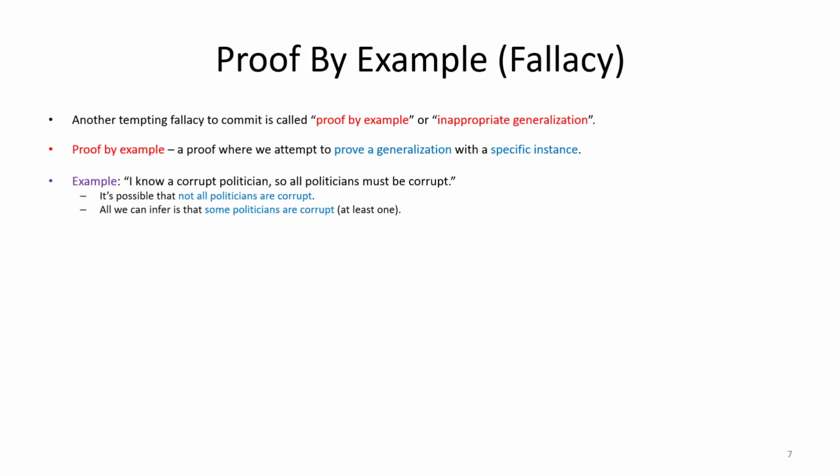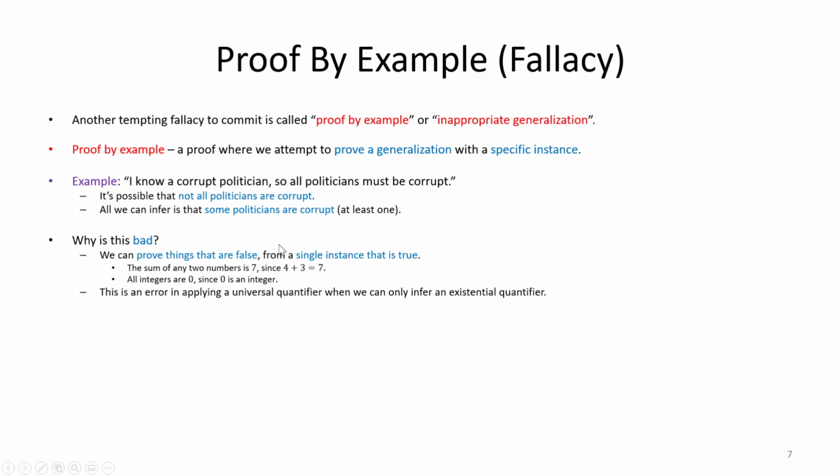What can we infer from this knowledge? If I do know a corrupt politician, I don't know all of them are corrupt, but it does mean some of them are corrupt. And in fact, what we're doing here is we're making a mistake. We're applying a universal quantifier, a for all, when what we should be doing is an existential, there exists. And that's the error, the fallacy we're making here.